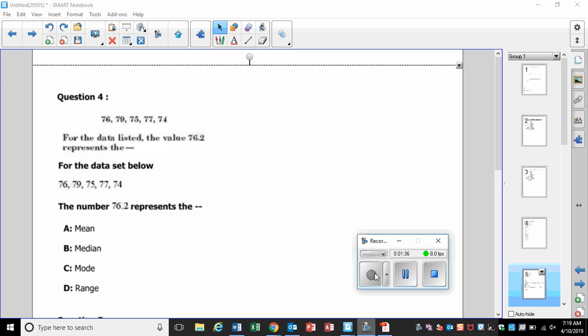Question 4. 76, 79, 75, 77, 74. For the data listed, the value 76.2 represents the mean, median, mode, range.